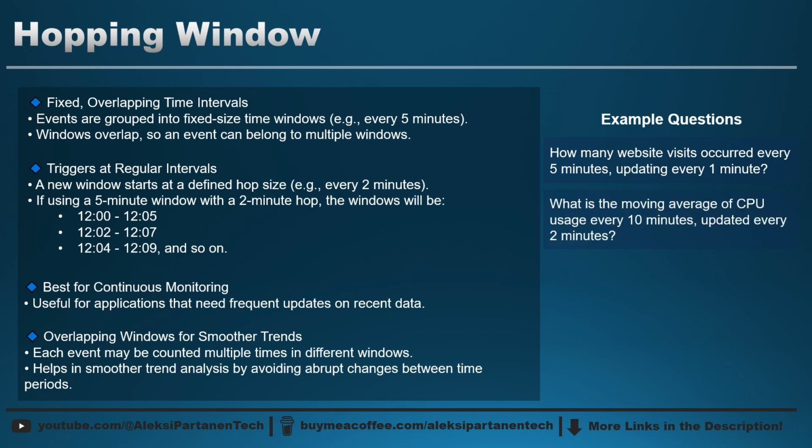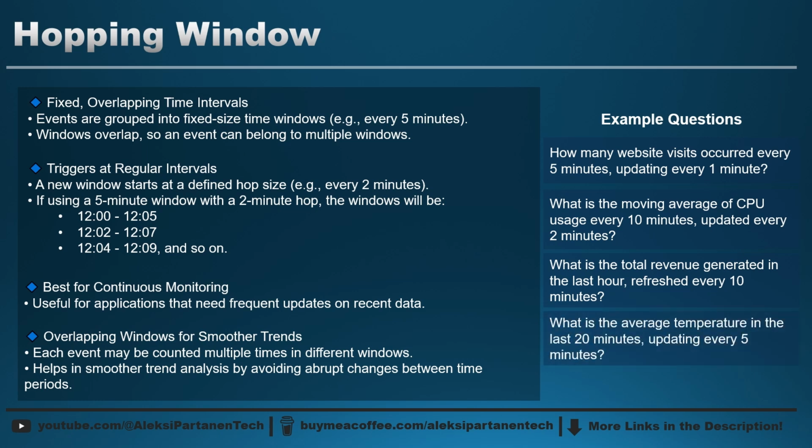What is the moving average of CPU usage every 10 minutes, updated every 2 minutes? What is the total revenue generated in the last hour, refreshed every 10 minutes? What is the average temperature in the last 20 minutes, updating every 5 minutes? So, if in the exam you get any questions that describe fixed time intervals with more frequent updates than the interval itself, then go for the hopping window as the answer.